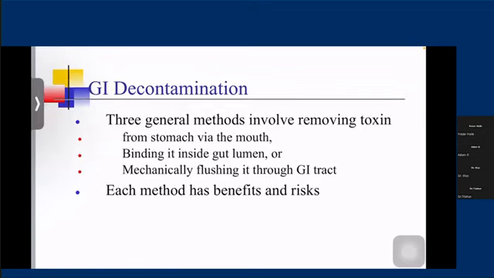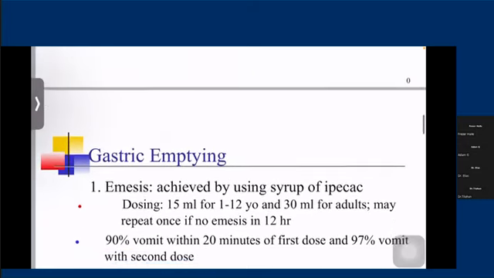So regarding GI contamination, there are 3 general methods for removing the toxins. One is from the stomach via the mouth, like vomiting or lavage, and the other is by binding it inside the gut lumen to prevent absorption. And the third is mechanically flushing it through the GI tract. Each method has benefits and risks.